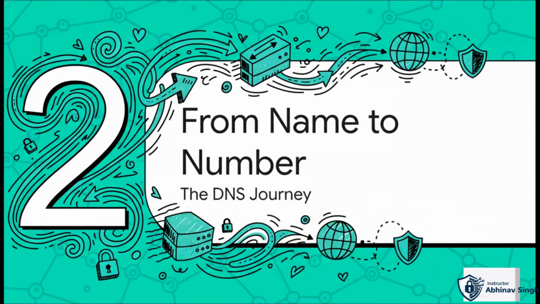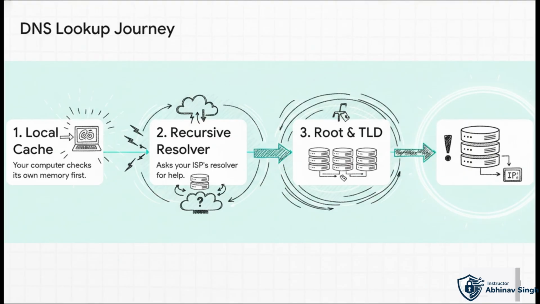So how does this lookup actually happen? It's not just one step. It's more like a high-speed global scavenger hunt. This lookup is basically a lightning-fast relay race. First, your computer checks its own memory, its local cache, to see if you've been to that website recently. If not, it asks a recursive resolver, which is a fancy name for a server usually run by your internet provider. Think of this resolver as a detective.